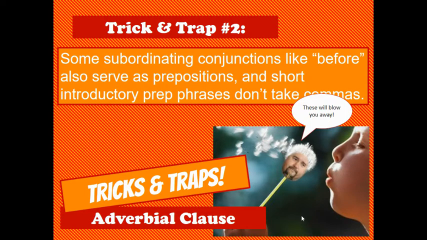Second trap. Some subordinating conjunctions, like before, actually look like prepositions, and they can be. A preposition like before, until, after, they're all words which kind of do double duty. Sometimes they're prepositions, sometimes they're subordinating conjunctions. So short prep phrases, as we're going to find, don't take commas, but subordinating conjunctions into an adverb clause do take commas. So we have to make sure we realize we're either working with a clause or we're working with a prep phrase. Let me show you.